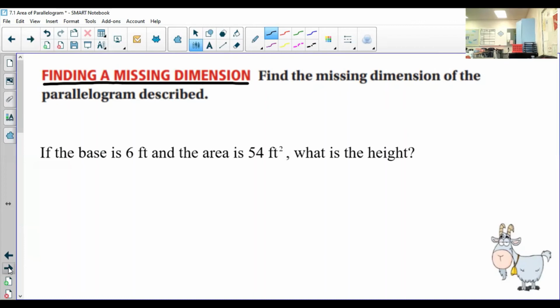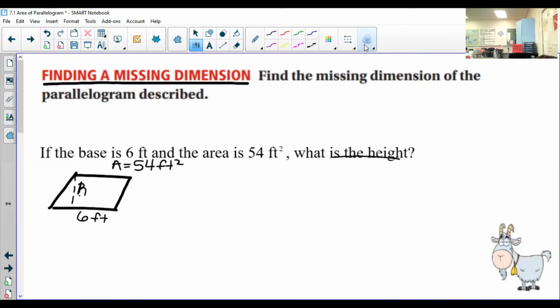Well, let's see. The first thing I'm going to do is draw a picture, okay? So here's my parallelogram. My lines aren't quite perfect, but we'll get the idea, right? They're telling me that the base is 6 feet. So we have 6 feet down here at the bottom, and the area is 54 feet squared. So what is the height? That means we're trying to figure out that distance right there, and we know that that is h.